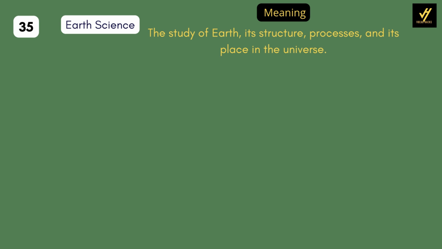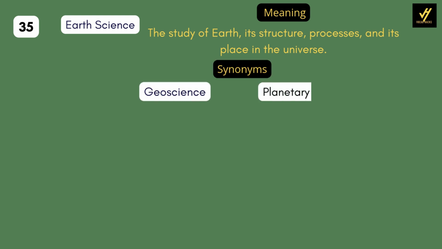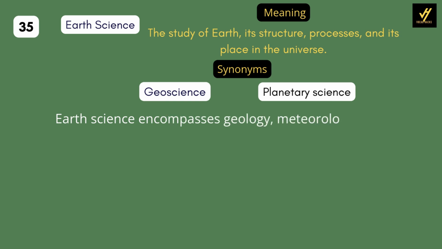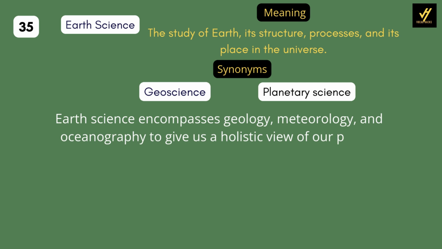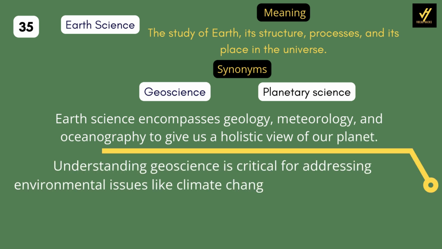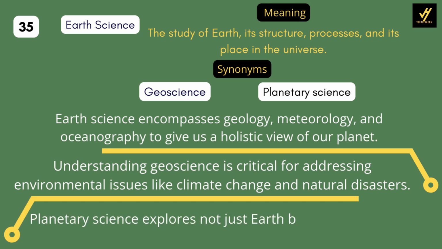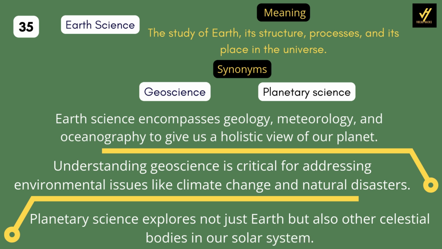Earth science, the study of Earth, its structure, processes, and its place in the universe. Geoscience, planetary science, Earth science encompasses geology, meteorology, and oceanography to give us a holistic view of our planet. Understanding geoscience is critical for addressing environmental issues like climate change and natural disasters. Planetary science explores not just Earth but also other celestial bodies in our solar system.